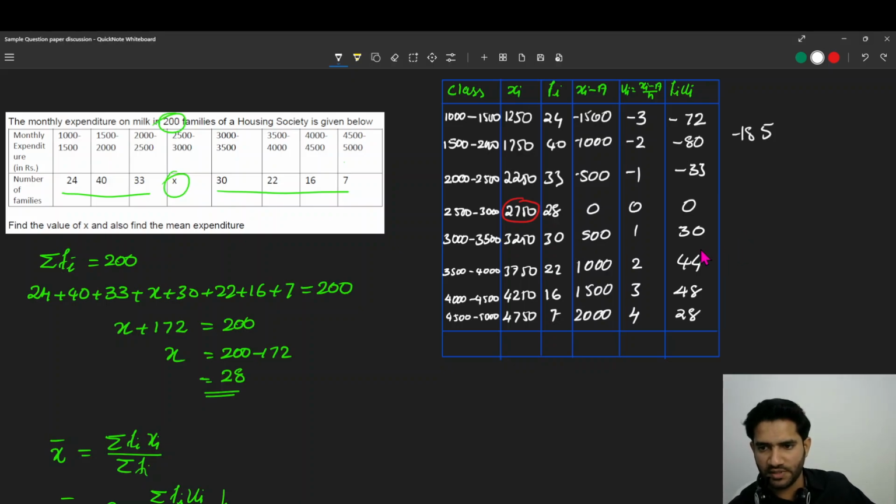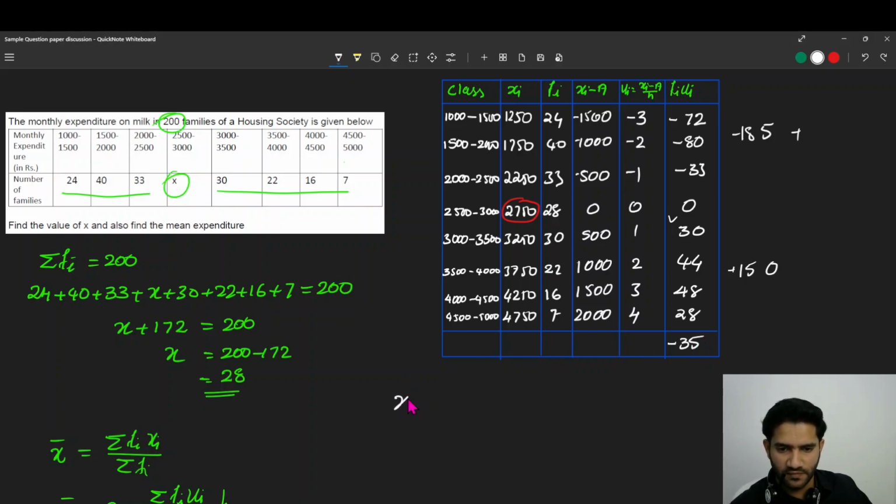Now find the sum of positive values. 30 plus 44, 74, plus 48, 122, plus 28, 150. So plus 150 minus 185, if you are adding these two, we'll get a difference of 35. So minus 35.